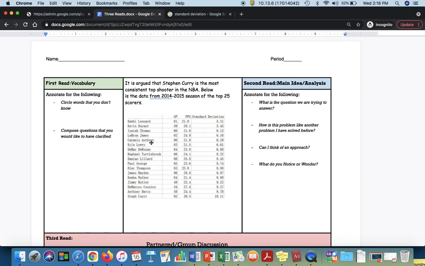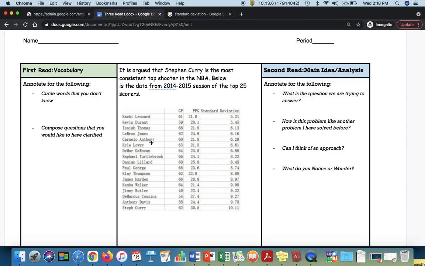So here, students could really start thinking of the ideas of consistency and standard deviation, right? And then if we look here, right, Kawhi Leonard has the lowest standard deviation, but maybe that means he's the closest to getting this average of 21, give or take that standard deviation, right?